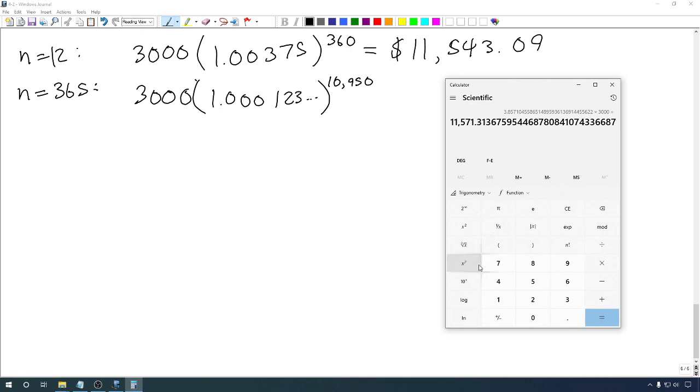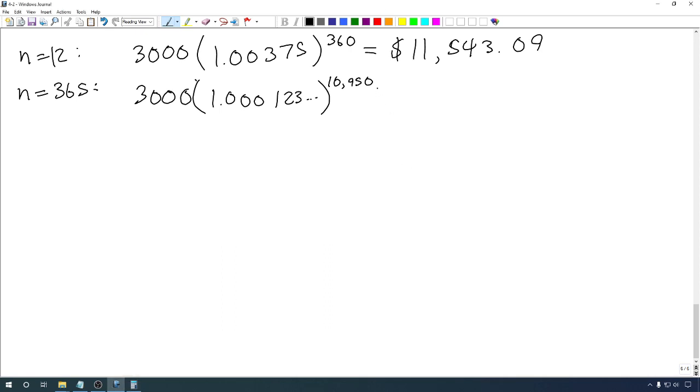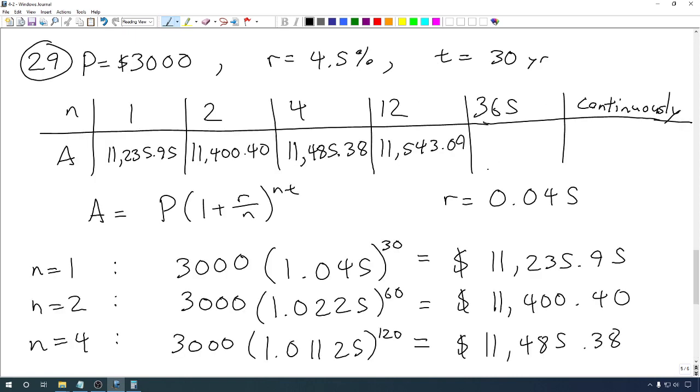Our answer is actually not really that big compared to what we had here. It is not even $30 more than what we already had when we did it monthly. We get 11,571.31, which we'll go ahead and put in our table.